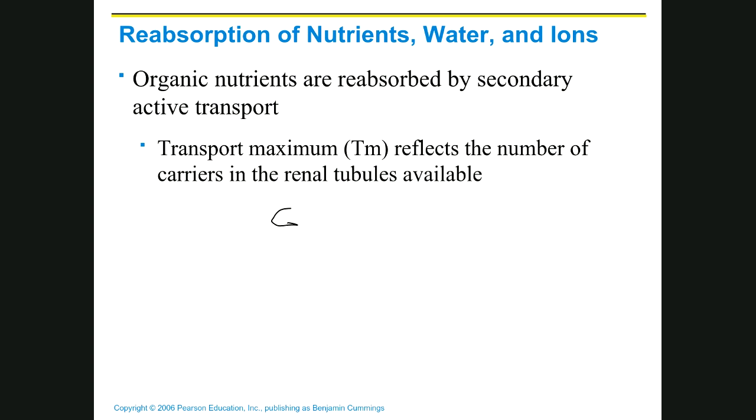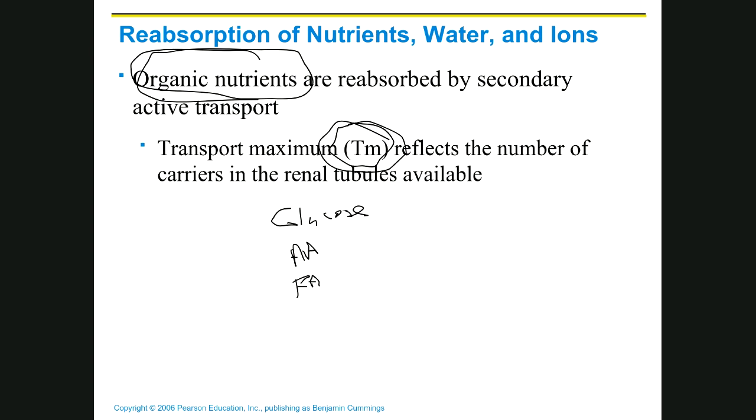So this is true for glucose. It's true for all the amino acids. And remember, there's 20 different ones of those. It's true for fatty acids. It's true for all organic nutrients, whatever they are. They all have a transport maximum. And if I exceed the transport maximum, I'm going to excrete some of those nutrients. Any questions?